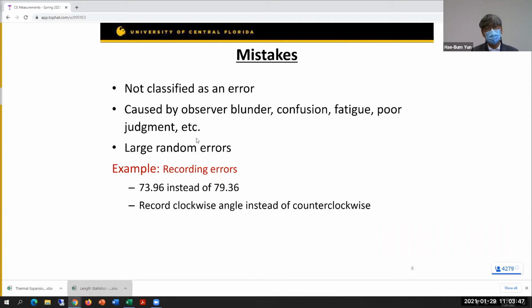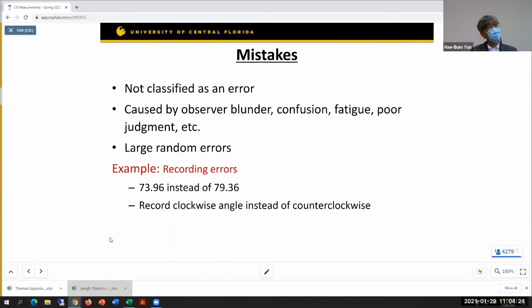So for example, the actual measurement was 79.36, but when you write in the field book, you could actually write 73.96 by mistake, right? So this is not an error. Or recording a clockwise angle instead of counterclockwise. When you have this kind of mistake, you will have a very large error, right?